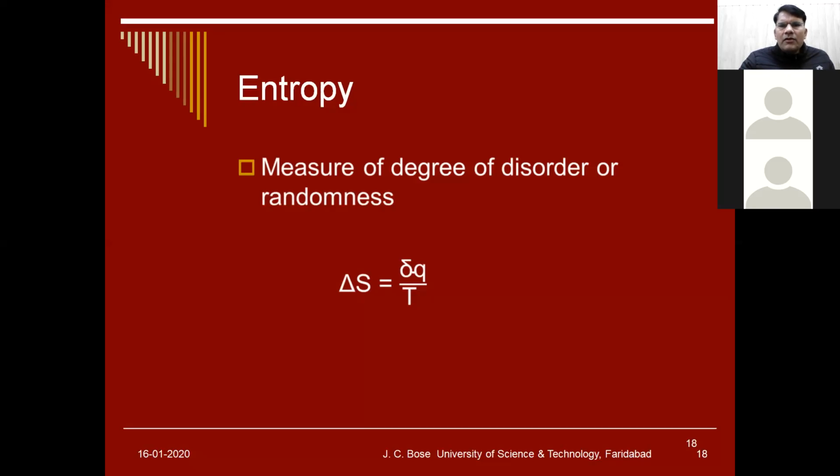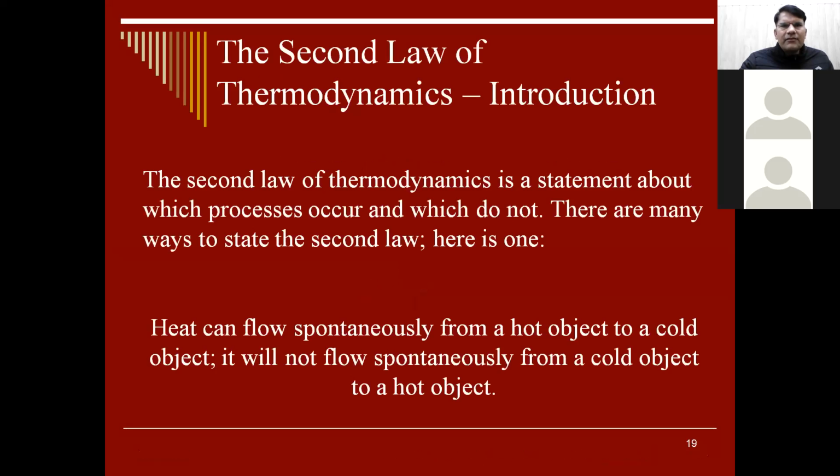So what about the mathematical statement of entropy change? Suppose del Q amount of heat is absorbed by a system isothermally and reversibly at a particular temperature T. Then del Q by T will be the change in entropy of that system. So mathematically, entropy change is the amount of heat absorbed isothermally and reversibly divided by the absolute temperature at which the heat is absorbed. This is the mathematical definition of entropy.